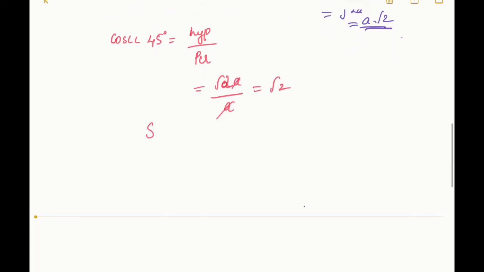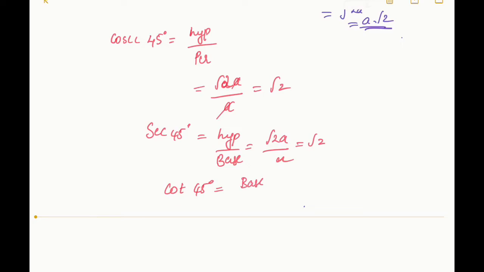Then you have secant. Secant 45 will be again hypotenuse by base. So that is equal to root 2A by A. So that's equal to root 2. If it is cot 45, you will have base by hypotenuse, that is equal to A by A equals 1.